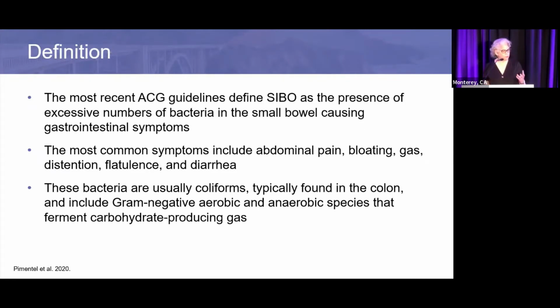The most recent ACG guidelines define SIBO as the presence of excessive numbers of bacteria in the small bowel causing gastrointestinal symptoms. We all listened to Dr. Shea yesterday talk about all the fructans that give us these lovely symptoms of abdominal pain, bloating, gas, distension, flatulence, and diarrhea. Lovely topic at the dinner table. These bacteria, usually coliforms, are typically found in the colon and include gram-negative aerobic and anaerobic species that ferment carbohydrates, producing gas.